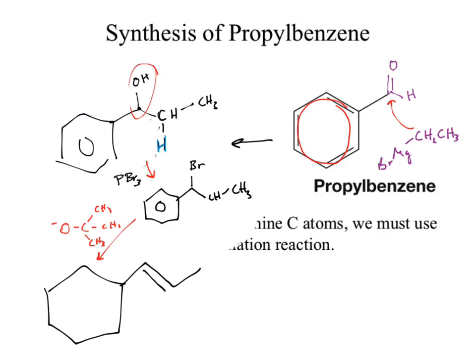Fantastic. Now what can we do? Because remember, we wanted propylbenzene, no pi bond. How do I get rid of it? H2 and platinum. Cool. You ran a Grignard reaction followed by a substitution, followed by an elimination, followed by a reduction. Okay? Is that what you had to do?